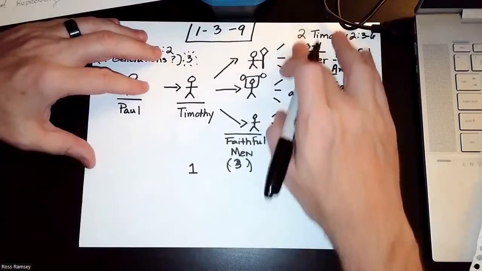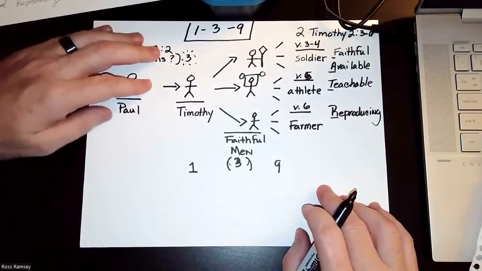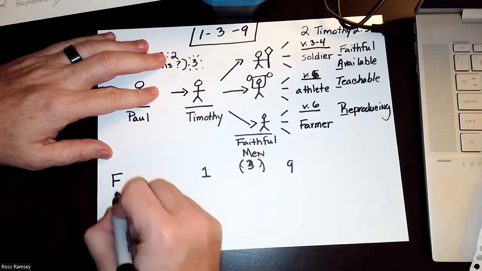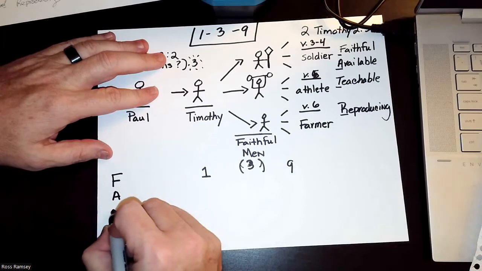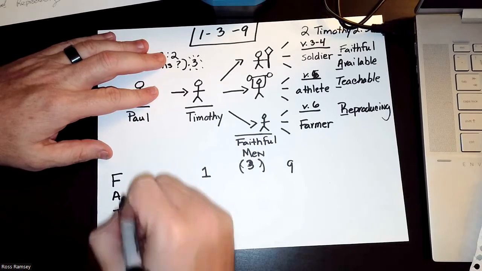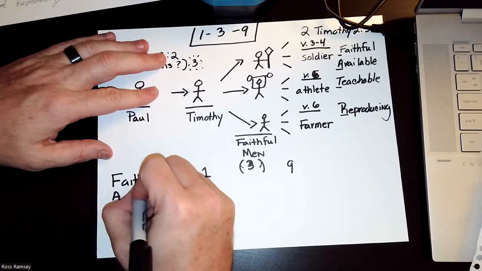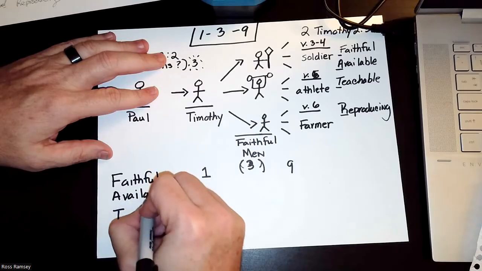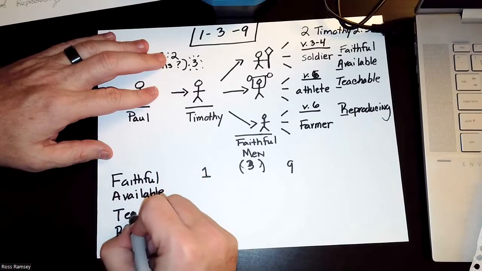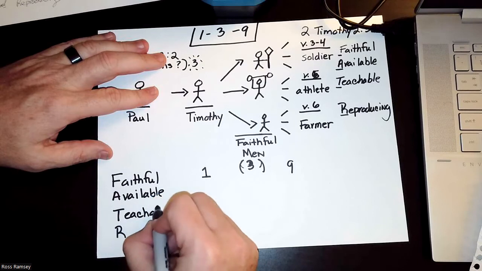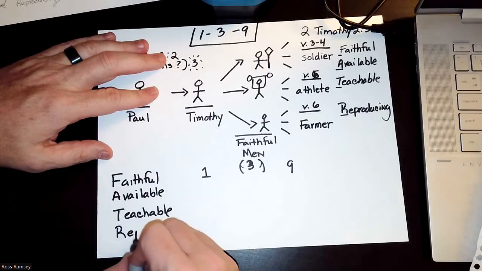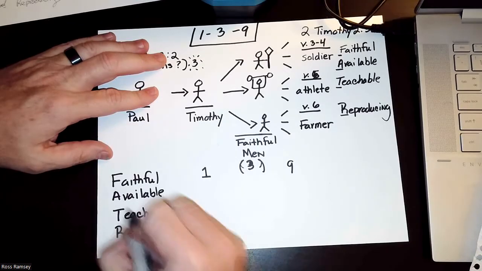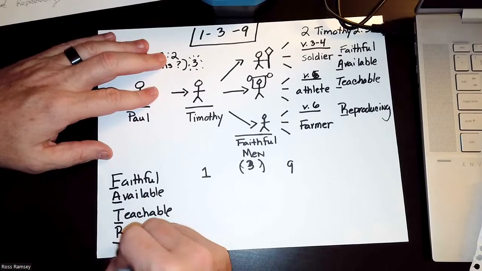And so what we're looking for is what we would call a FATR person. I know that sounds funny and cute, but we're looking for this kind of person. Someone who's faithful, someone who is available, someone who is teachable, and ultimately long term, someone who's reproducing. These are the key attributes we're looking for.